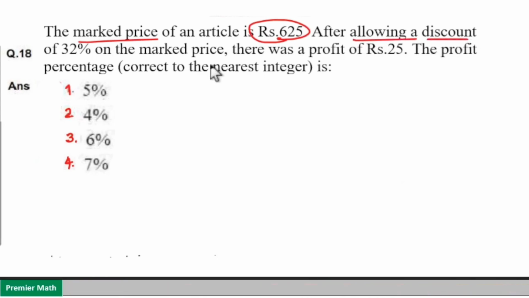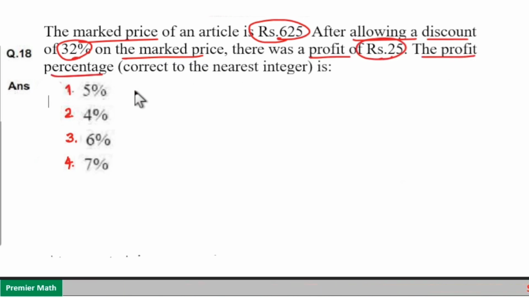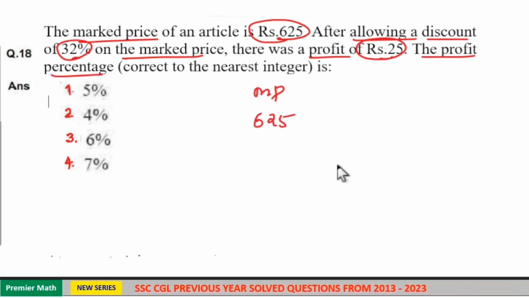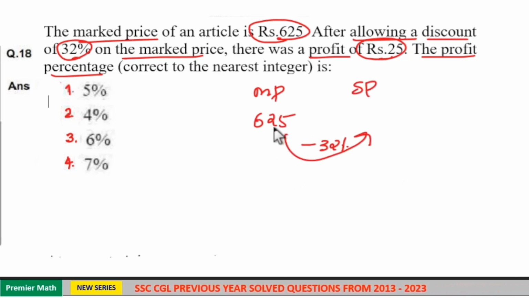After allowing a discount of 32% on the marked price, there was a profit of rupees 25. The profit percentage is, here marked price is 625 rupees and a 32% discount on the marked price gives you the sell price. That is 32% of 625. Find it. Here 10% of 625 is 62.5. So 30% is 3 into 62.5.